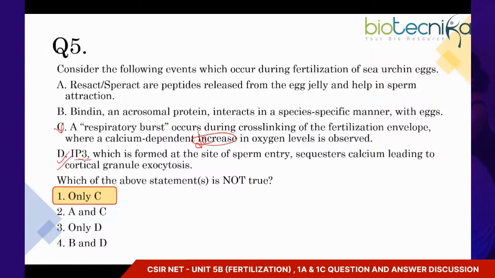Fourth is right. IP3, which is formed at the site of sperm entry, that is also correct. Sequesters calcium leading to cortical granule exocytosis. So actually IP3 pulls out the calcium. That way it is written sequesters. Okay, means it binds the calcium, means it makes the calcium come out of the endoplasmic reticulum. So ideally what I feel is that instead of this, it should be releases sequestered calcium. Okay, releases sequestered calcium.